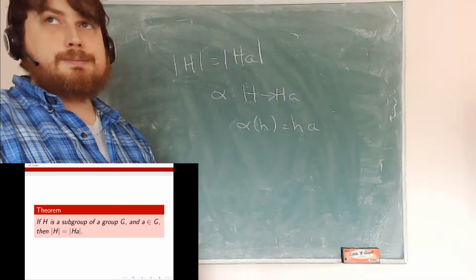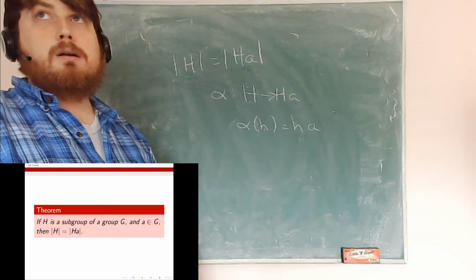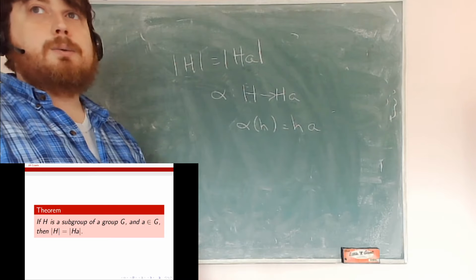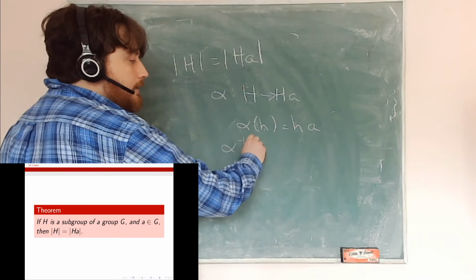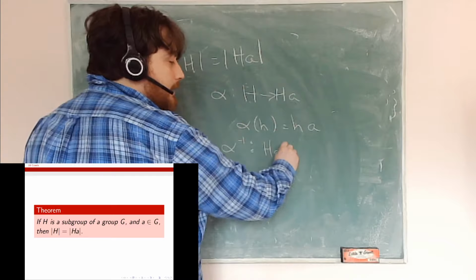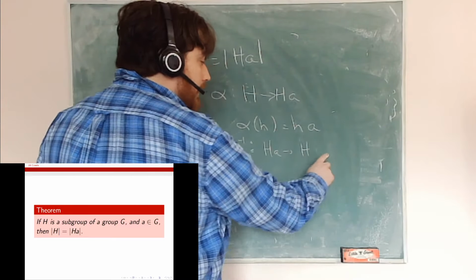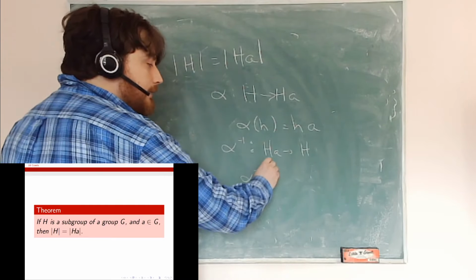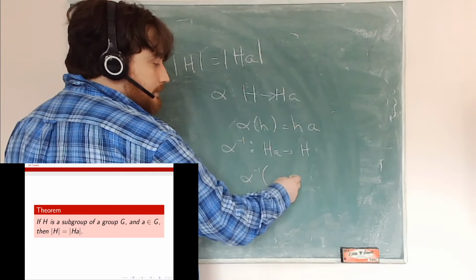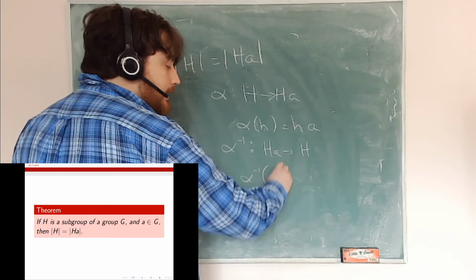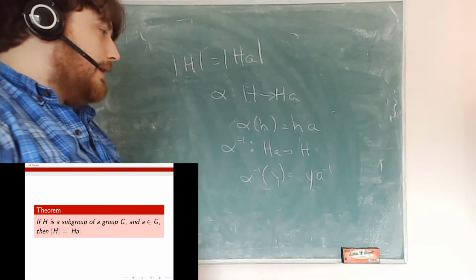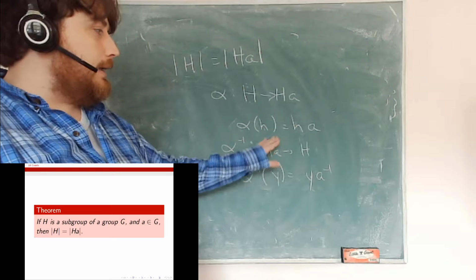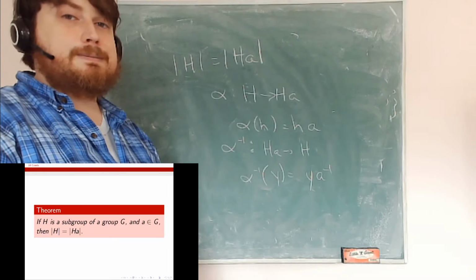Make sense so far? Now, instead of showing this as directly one-to-one and onto, I'm actually just going to show it's invertible. And I'm going to claim that alpha inverse from HA to H, given by alpha inverse of, let's say, Y is equal to YA inverse. I'm going to claim that that's a well-defined mapping and that it's the inverse of this mapping.